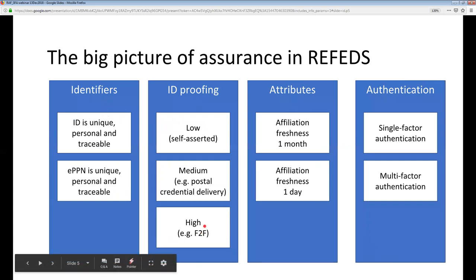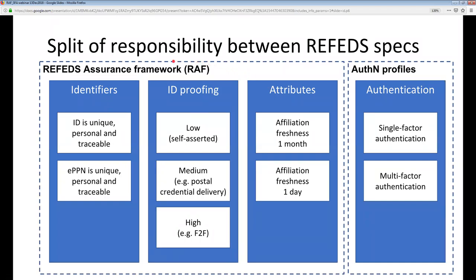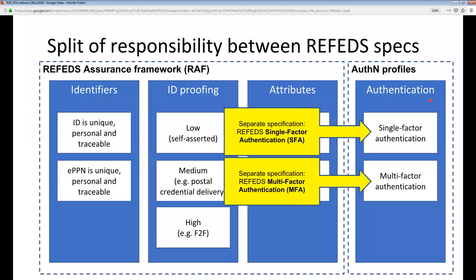So this is the big picture of assurance in REFEDS. We have four categories or components: identifiers, for the properties of the identifiers representing the user; identity proofing, which describes how the user was registered and the identity proofing was done when they received the credentials for login; and the attributes category to describe the freshness of attributes. These three categories compose the REFEDS Assurance Framework. And then we have the authentication profiles: the SFA profile for single-factor authentication, in practice passwords or soft certificates, and the MFA profile for multi-factor authentication. Let me first focus on the RAF.